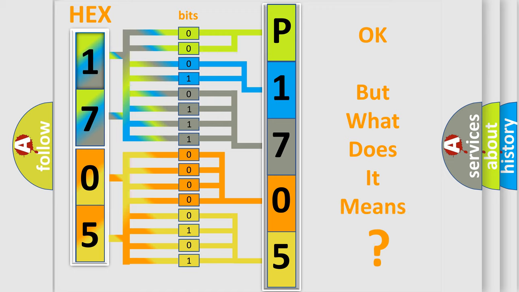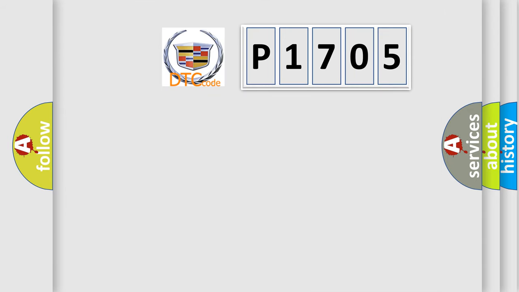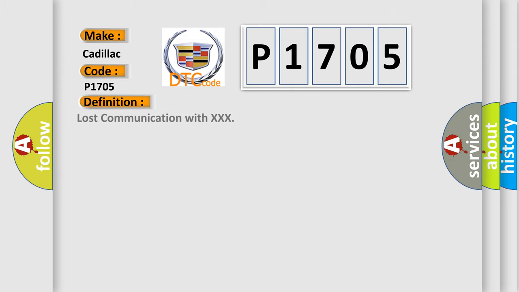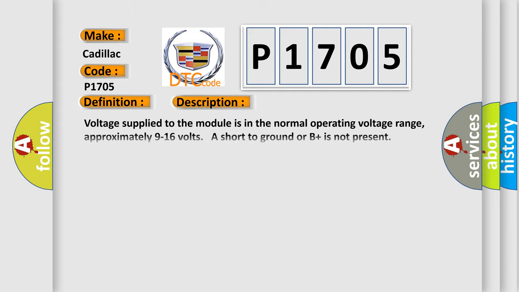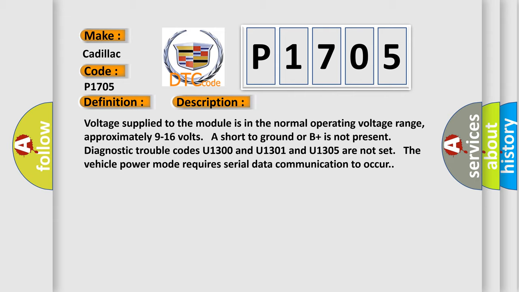The number itself does not make sense to us if we cannot assign information to what it actually expresses. So, what does the diagnostic trouble code P1705 interpret specifically for Cadillac car manufacturers? The basic definition is lost communication with XXX. And now this is a short description of this DTC code.